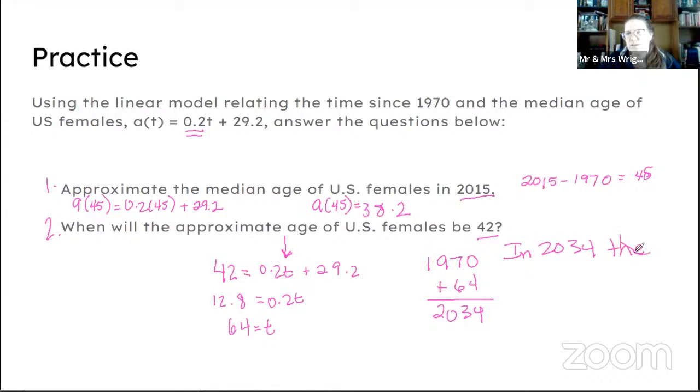the approximate age of US females will be 42. All right.